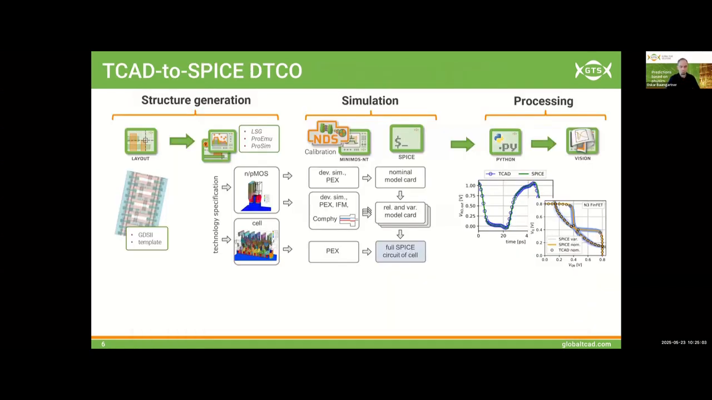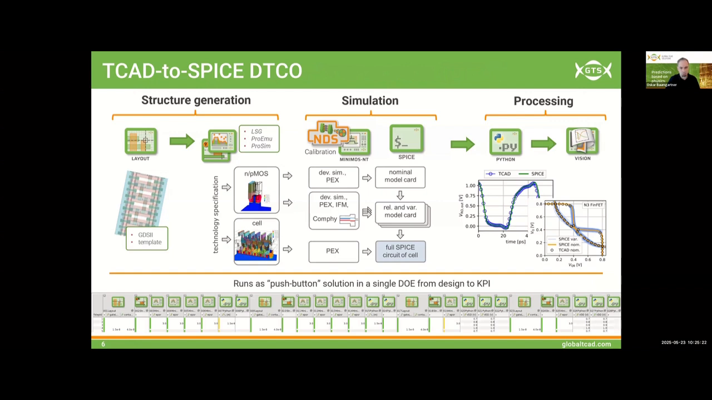So one of these approaches, and one that we followed and provided and used for several studies, is this TCAD to SPICE approach, where we take the intrinsic device, analyze the performance in detail, and put it into a SPICE circuit to extract the key performance indicators. And it's possible to put this into a kind of push button solution where a lot of the physical details are really captured and then condensed down to the key questions that you might have as a designer.